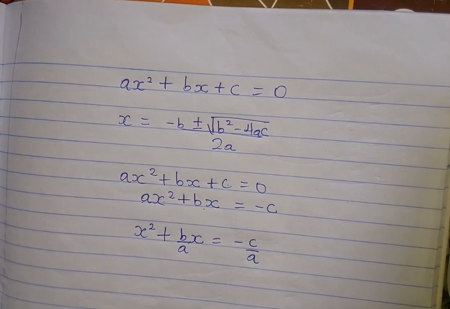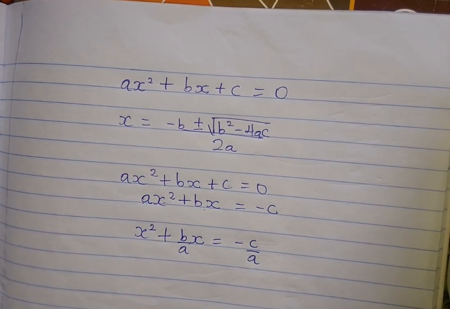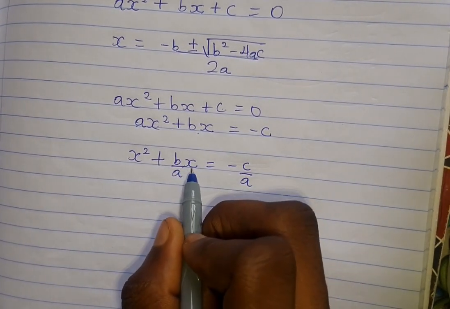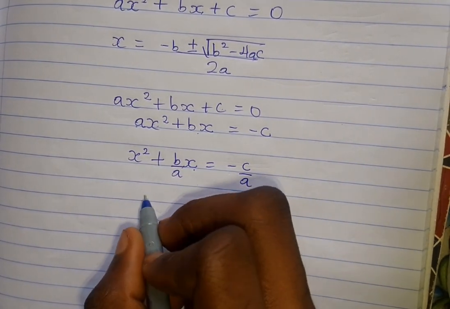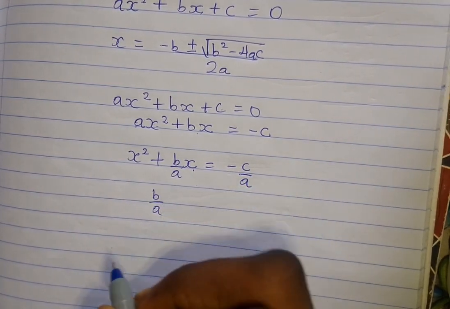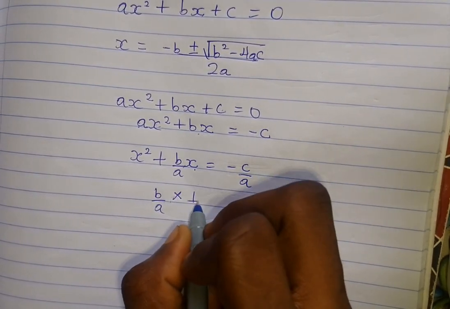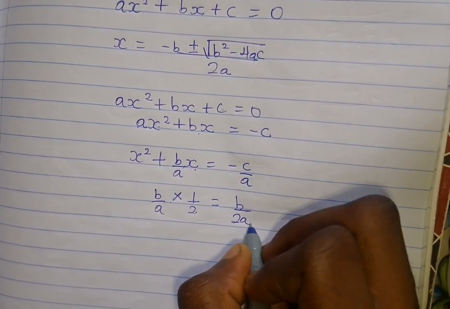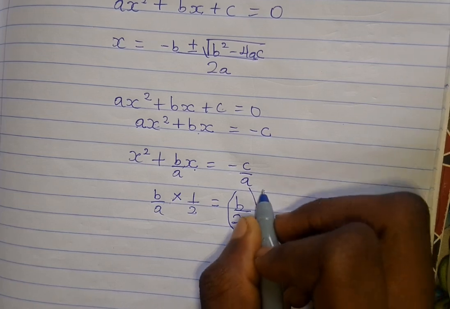So after that, that's the second step. The third step is to take the coefficient of x this time. The coefficient of x is b over a. Then what do you now do? You half it. That means you multiply by 1 over 2, so it becomes b over 2a.